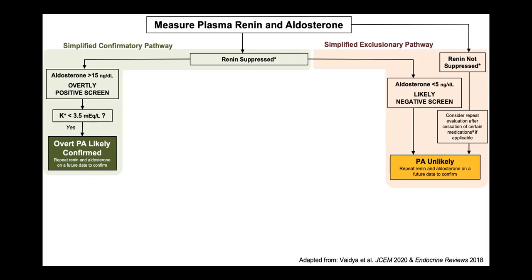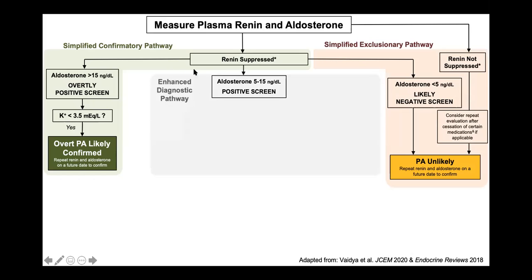So that leaves us with a suppressed renin and an aldosterone level that's neither very low nor very high. It's between 5 and 15 nanograms per deciliter. And I would encourage you to call this a positive screen to maximize the sensitivity for making the diagnosis and minimize the likelihood that you miss true cases. Here, extra work needs to be done. So I call this the enhanced diagnostic pathway.